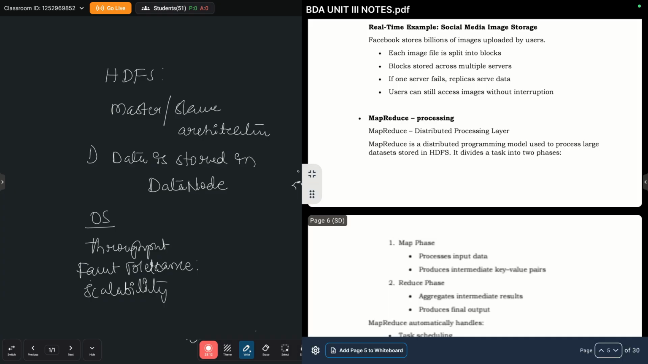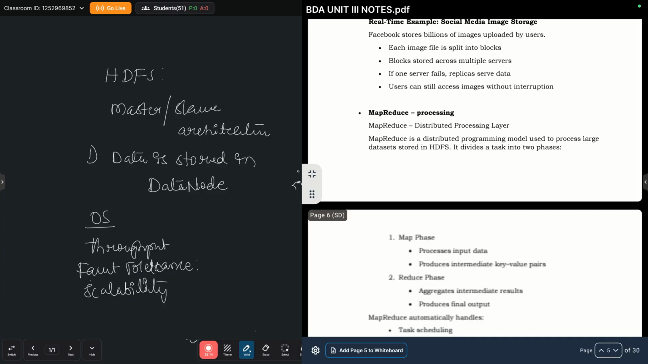Next module is HDFS, Hadoop Distributed File System. Before storing the data into HDFS, each image file of the billions of Facebook images is split into blocks. This is completed. HDFS is the data storage.